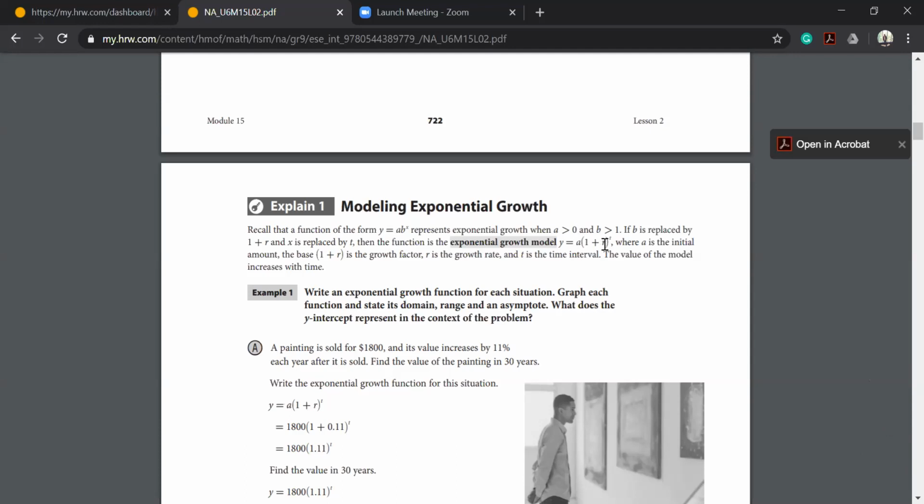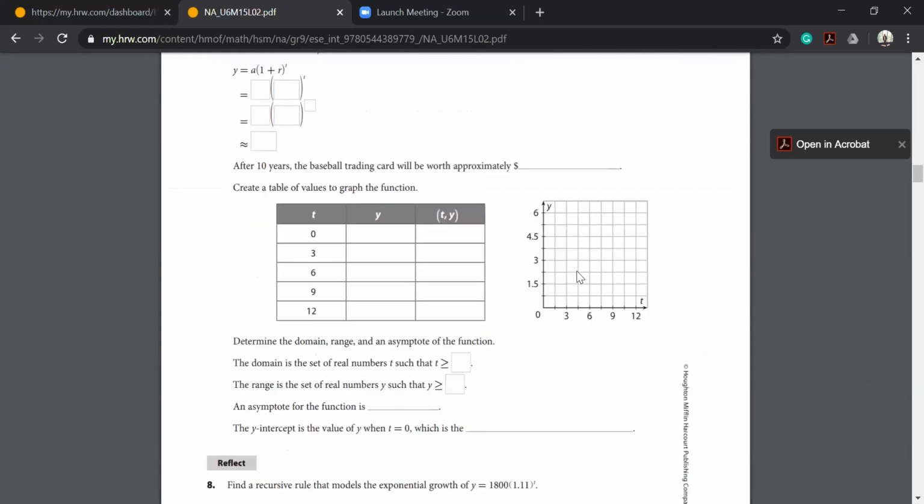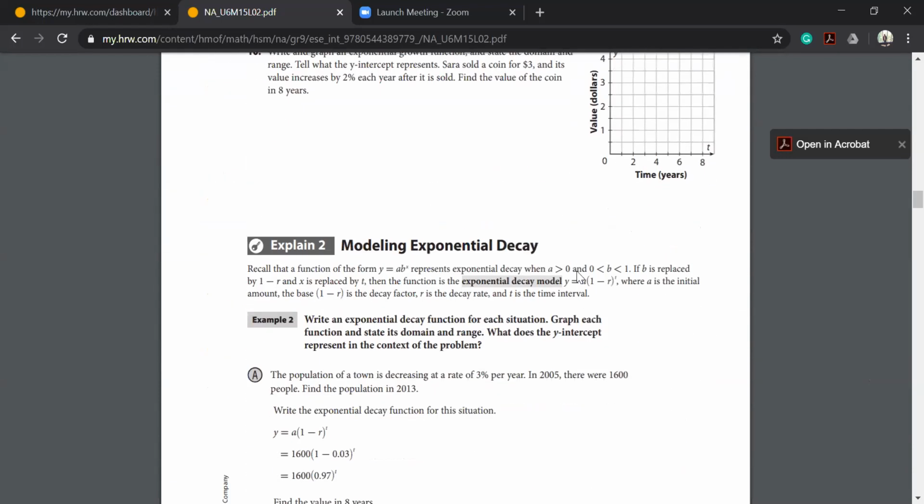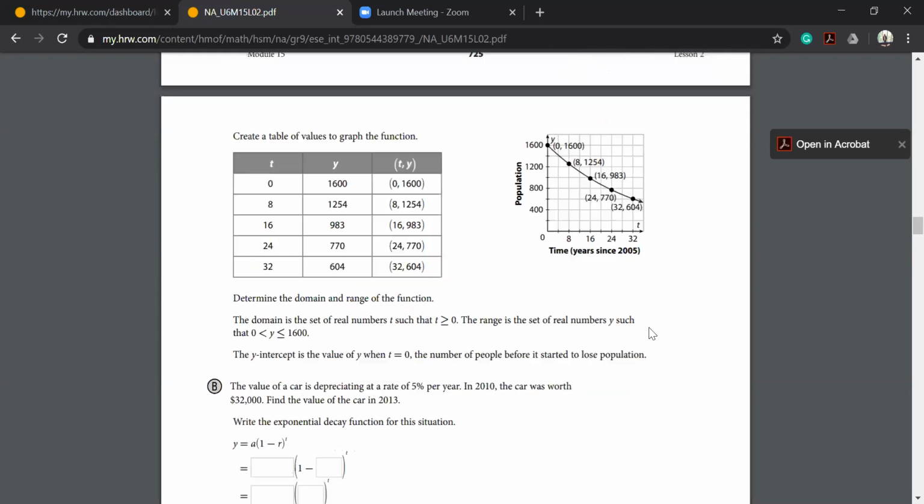What was the value of r? R was the growing rate, or the growth rate. 1 plus r as a whole was the growth factor, and t is the time. And then we were introduced as well to the exponential decay. It was the same thing, except instead of 1 plus r, it's 1 minus r to the power of t. And a is the initial value, or the y-intercept, and r is the decaying rate, and t is my time.